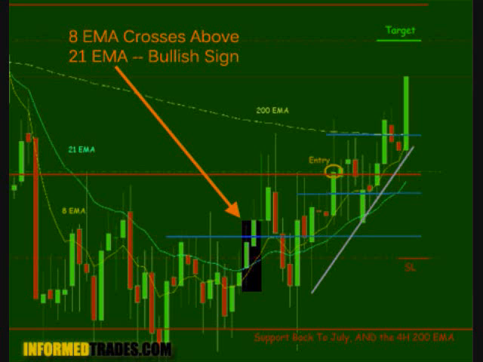Now, in terms of indications of what's going on, one of the things we can look at is a moving average crossover. We see before the breakout comes that the 8 exponential moving average has crossed above the 21 exponential moving average, which is one sign of momentum, a bullish indicator suggesting we may get a breakout.